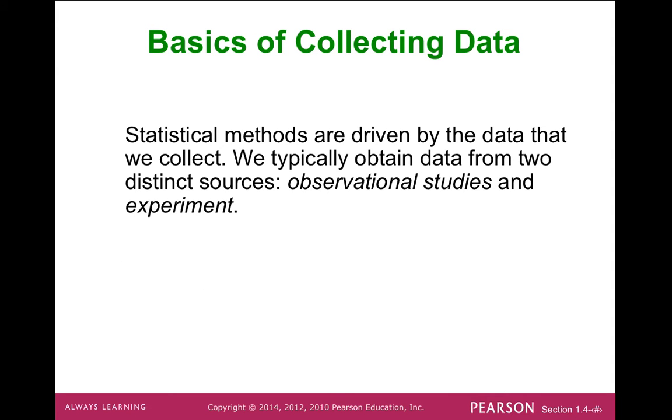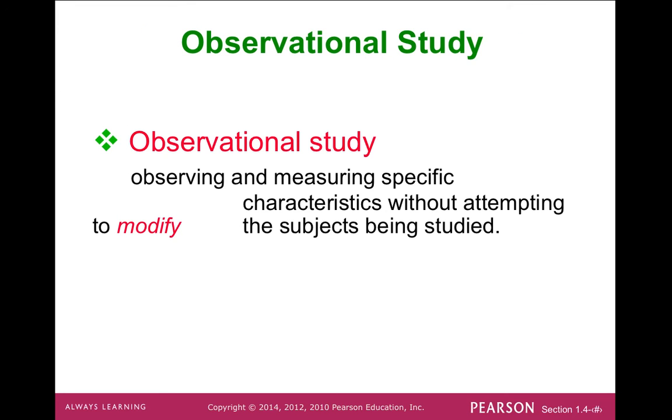So here's some of the basics of collecting data. Statistical methods are driven by the data that we collect. We typically obtain data from two different sources: observational studies and experimental studies. An observational study is when you observe and measure specific characteristics without attempting to modify the subjects being studied.